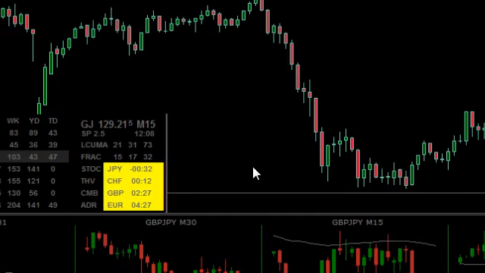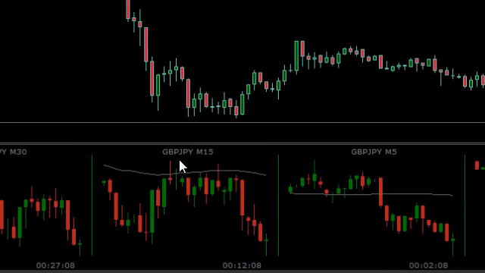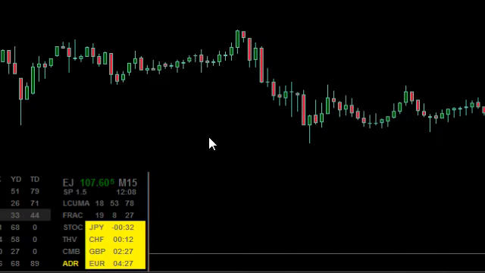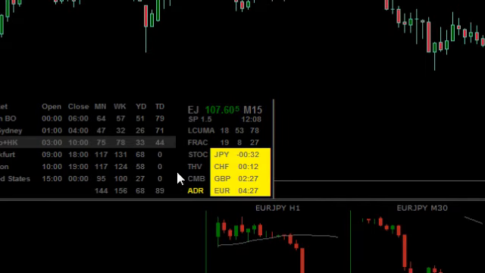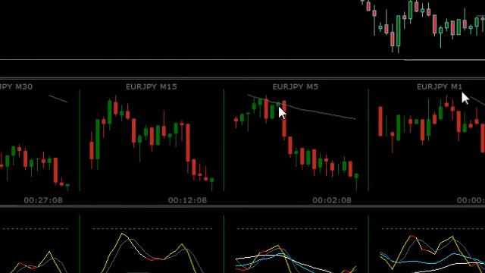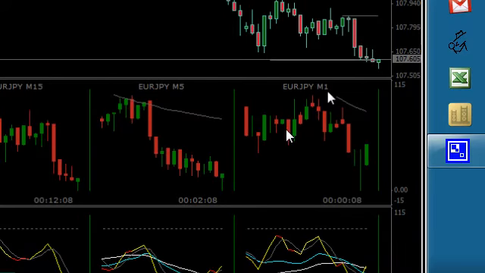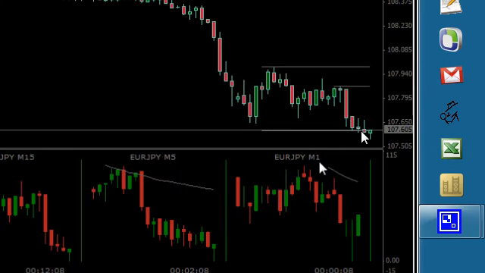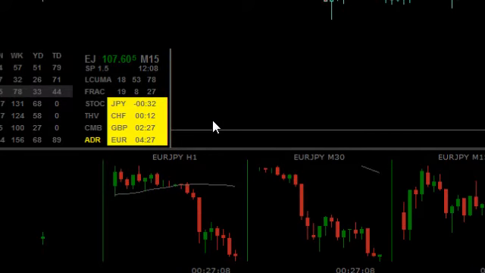So let's see how that eventuated for us. So this is the Euro Yen, only done 89 pips for the day around the same time. We've seen a nice pullback into the M5 there. I'm just waiting for another pullback here. We can see we've broken the previous candles as well.